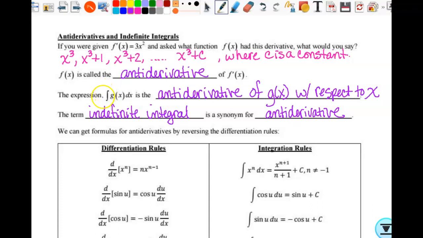So we know that this means to integrate. That's our integral. An indefinite integral does not have the limits of integration, and it's the same thing as antiderivative. We can talk about it either way. Okay?